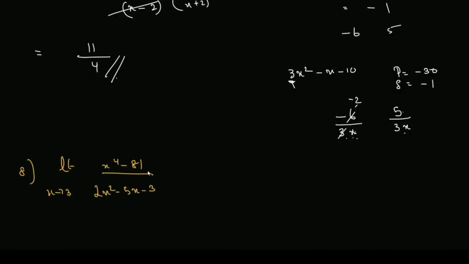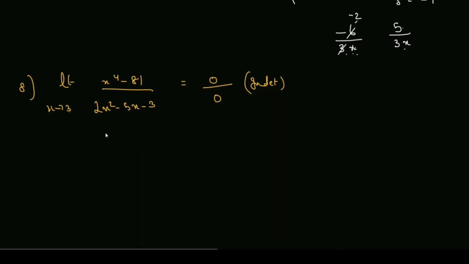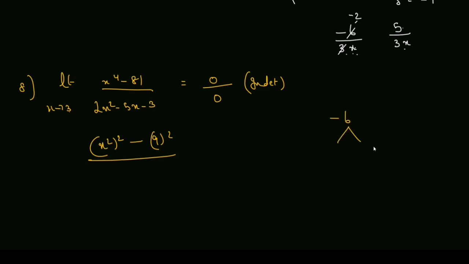Eighth one. So substitute again straight away. First step is that don't try to factorize or anything, just substitute it straight away. So you'll get 3 power 4, 81 minus 81, 0. This is 9, 18, 18 minus 18, 0, indeterminate form. Now you factorize. So the numerator you can factorize as x square the whole square minus 9 square, right? The denominator, as I told you, the product is minus 6 and sum is minus 5. So what are the numbers? Minus 6 and plus 1. Just now I taught this method.